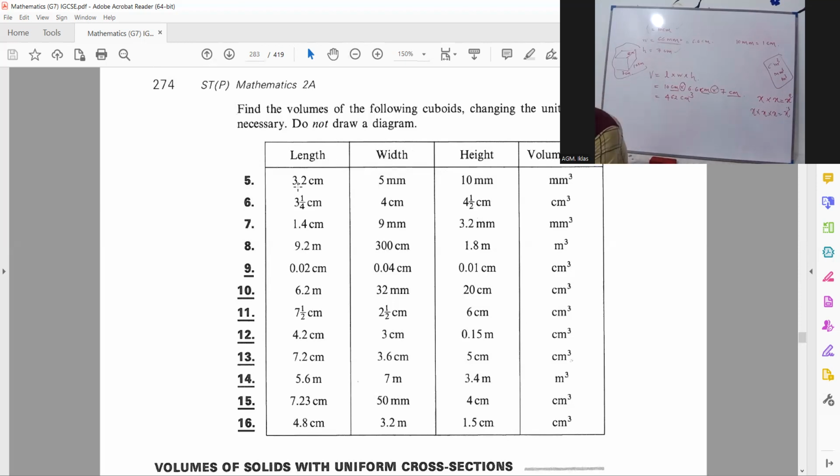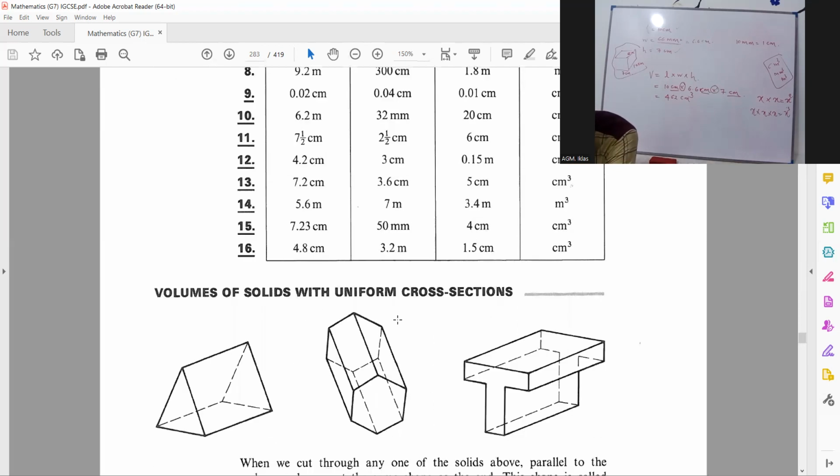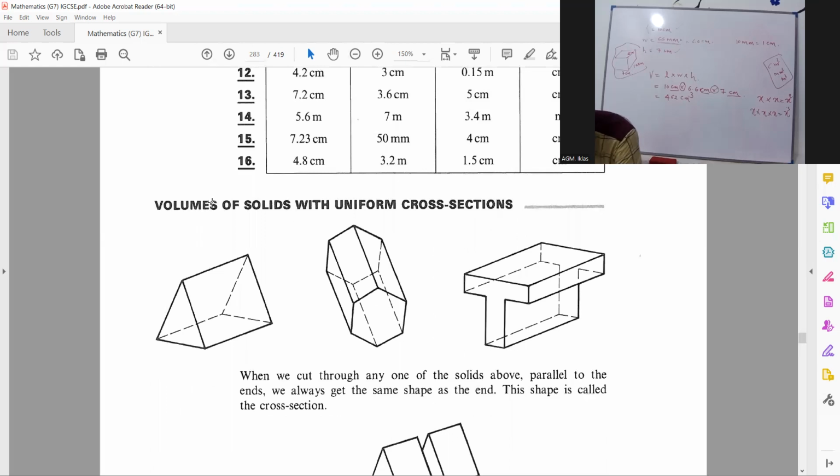So the fifth one: 3.2 centimeter, 5 millimeter, 10 millimeter. Two units are given in millimeter, so you have to convert this 3.2 into millimeter. 1 centimeter is 10 millimeter, so 3.2 centimeter is 32 millimeters. 32 into 5 into 10 millimeter cube. Likewise, you can do all the questions. And if you have any doubt, you can ask. Right. Now, moving to this part.